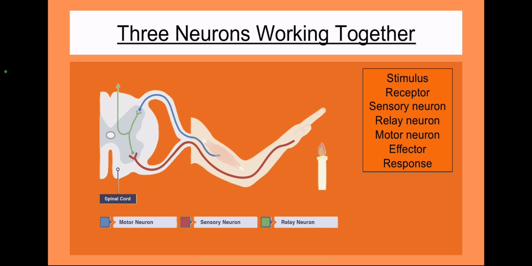Now the receptor will pass that message of burning onto the sensory neuron, and the sensory neuron, sort of shown by the red line here in this image, will take that message up to the relay neuron, part of the central nervous system. Now, because we need a quick action here to stop the burning, the relay neuron will quickly pass that message on to the motor neuron, which sends a message down to the muscle there, the bicep, which is the effector, which will cause the response to move the hand out of the way to stop the burning. So that's how the 3 neurons work together.